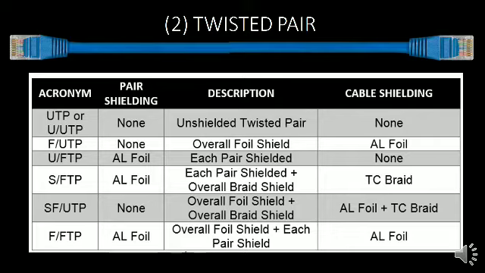SF/UTP: pair shielding, none. Overall foil shield plus overall braid shield, AL foil plus TC braid. F/FTP: AL foil, overall foil shield plus each pair shield, AL foil.